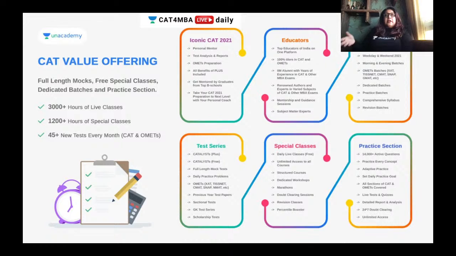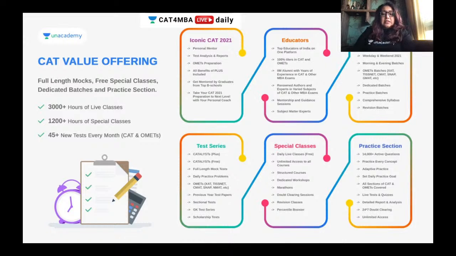So if you're specifically targeting TISSNET, CMAT, SNAP, any of these exams, there are dedicated batches for that as well. Practice batches, comprehensive batches, revision batches, you name it, we have it. A lot of test series are going to happen, of course, with full and mock tests, daily practice problems, other management exam papers, previous years' papers, sectional tests, GK tests. So all the kind of tests that you can imagine is what we would be having.